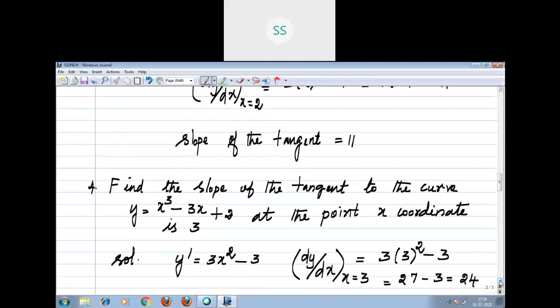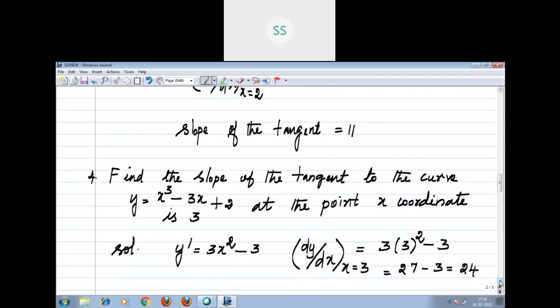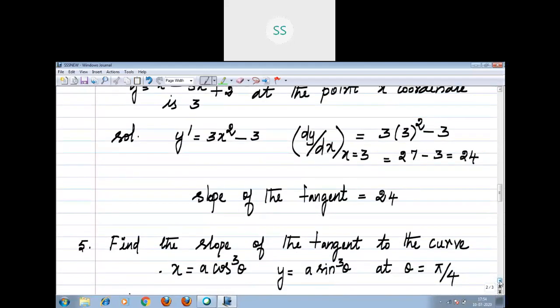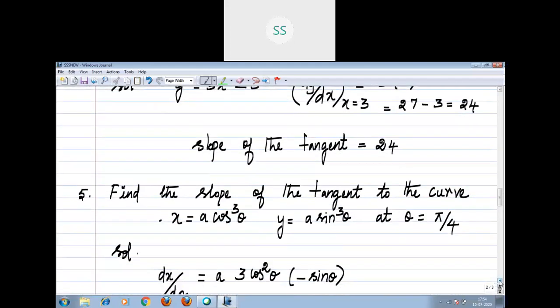Find the slope of the tangent to the curve y is equal to x cube minus 3x plus 2 at the point whose x coordinate is 3. y dash equal to, here also you are applying the derivative of x power n, 3x square minus 3. Here x coordinate is 3. You substitute, you arrive at the result as 24. Slope of the tangent equal to 24. Here, the question is, see, the question is slope of the tangent, not slope of the normal, right?